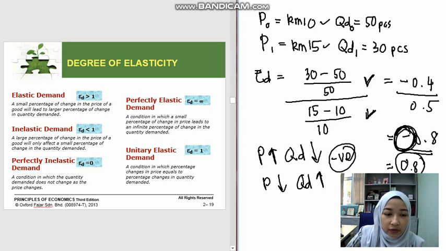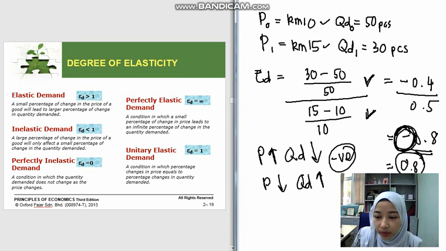For inelastic demand, when you calculate, your answer will be less than 1. For example, in the calculation that we have made just now, you get 0.8. That is considered inelastic demand. Why? Because your answer is less than 1. Inelastic here means consumers are not too responsive towards the change in the price.